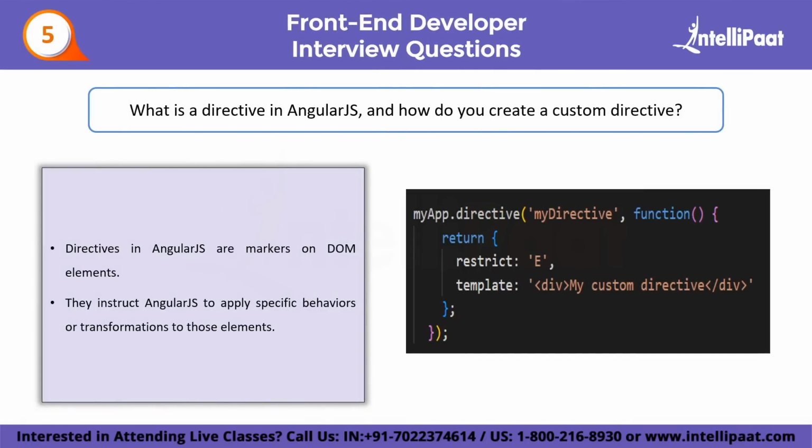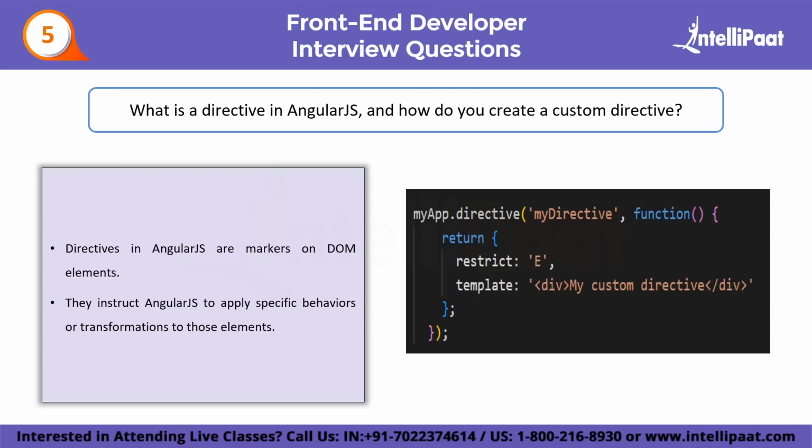What is a directive in AngularJS and how do you create a custom directive? The answer to this question is, in AngularJS, a directive is a custom HTML element, attribute, class, or comment that extends the functionality of HTML. Directives allow you to create reusable components and add behavior to DOM elements. AngularJS comes with several built-in directives like ngModel, ngRepeat, and ngClick that enhance HTML elements with special behavior.